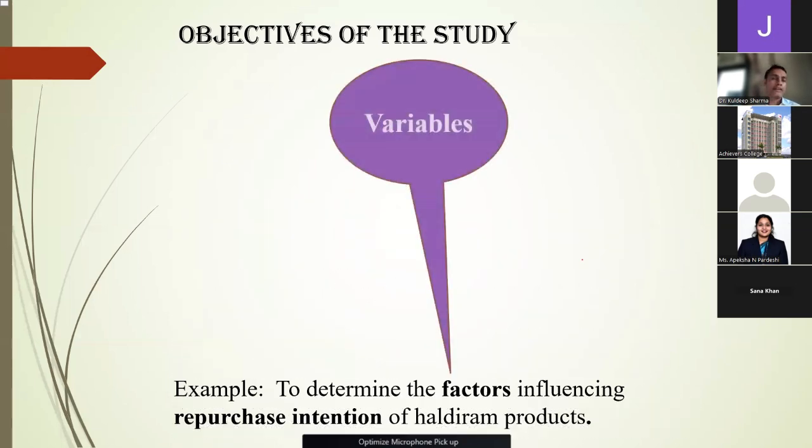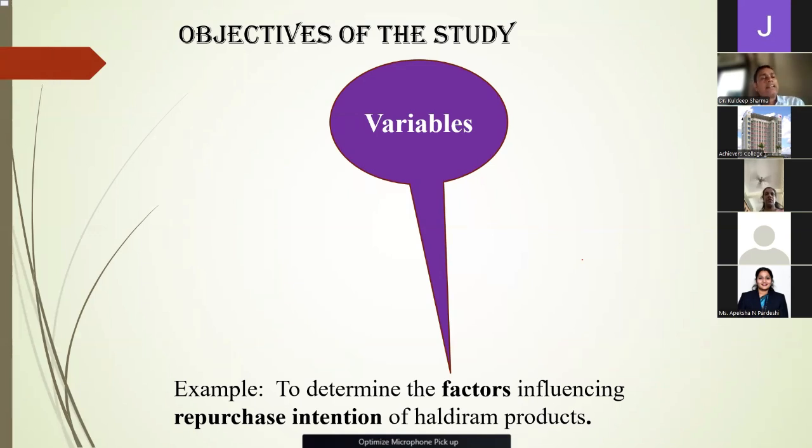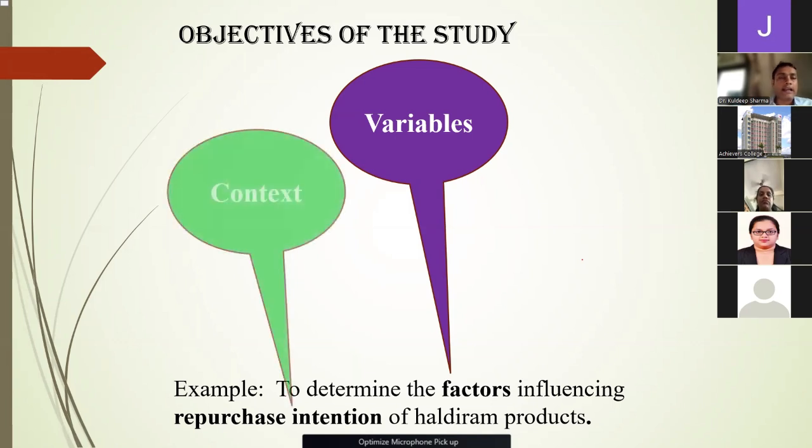Look here. Factor is the variable because a researcher wants to record the factors. Factors can be recorded with the help of a Likert scale, and in that also I can make use of a reflective Likert scale, or sometimes I can also use a formative Likert scale, depending on my study. And let's see, repurchase intention is my context. So I want to study the factors influencing what?